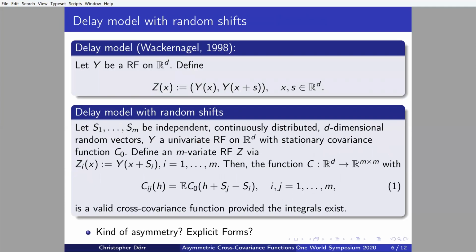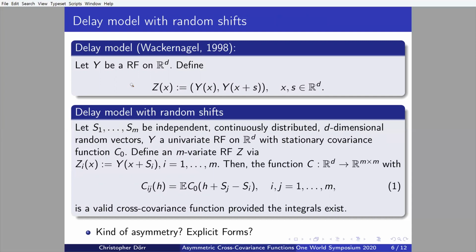The prototype fitting to this definition and one of the earliest asymmetric models is the so-called delay model, which can be constructed as shown here. We take a random field Y with stationary covariance function and construct a bivariate field by taking Y as the first component and Y shifted by a fixed vector s as the second one.